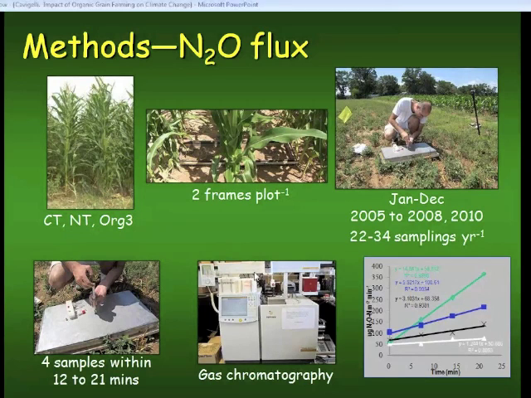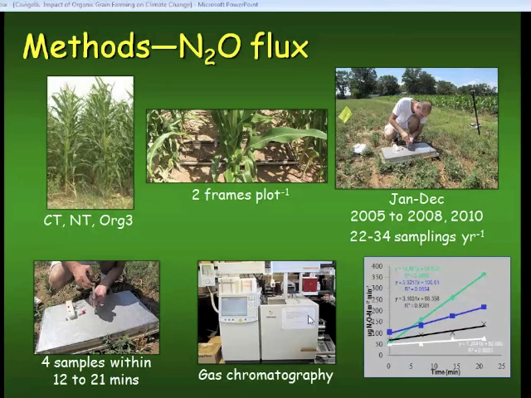For our N2O flux, again, we measured these fluxes in these three systems. In our corn plots, we had two frames per plot. These are frames that we insert into the soil that has a little gutter there that we fill with water, and then we put this lid on top of that, and then we measure the amount of gas coming out of there by using a needle and syringe inserted through this sampling port. We put those samples into these vials here. We bring those back into the lab and analyze them on a gas chromatograph.